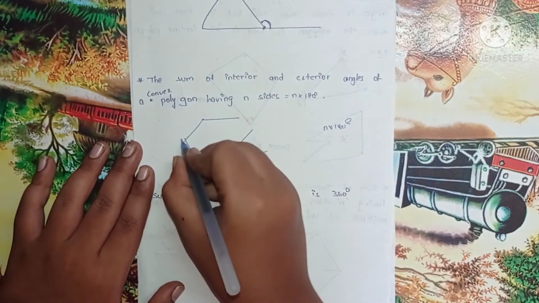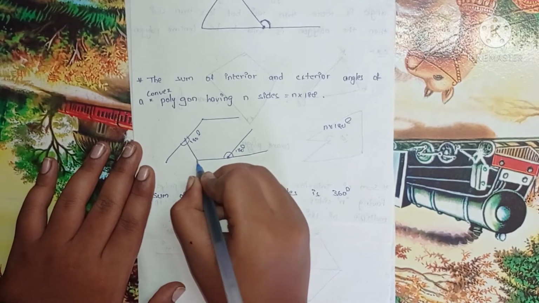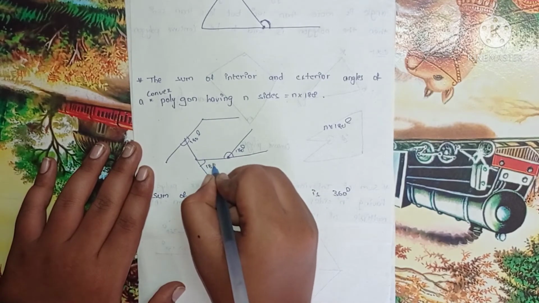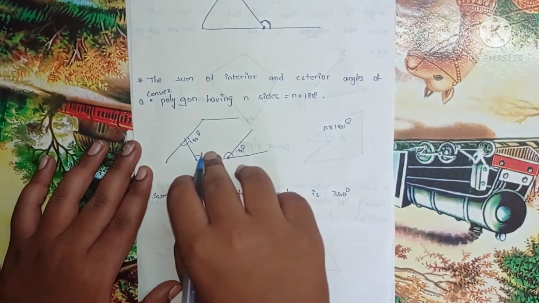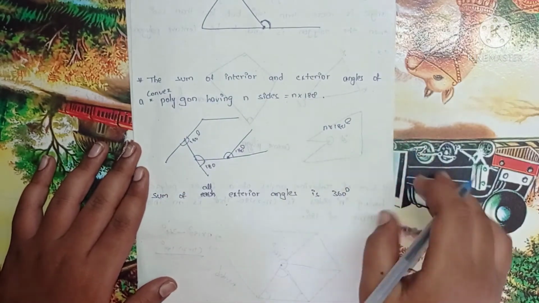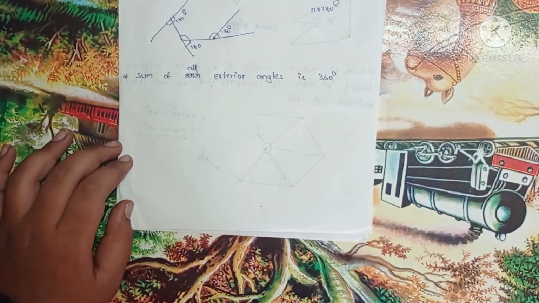So like this, here also 180 degrees, here 180 degrees, the total sum. So they will form n into 180 degrees. And next, the sum of all exterior angles is 360 degrees.